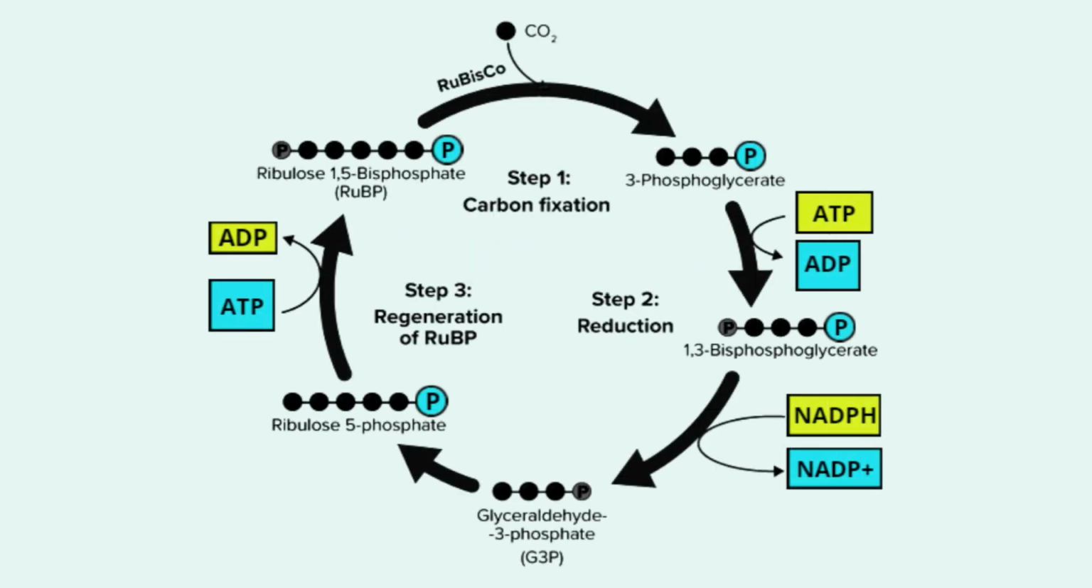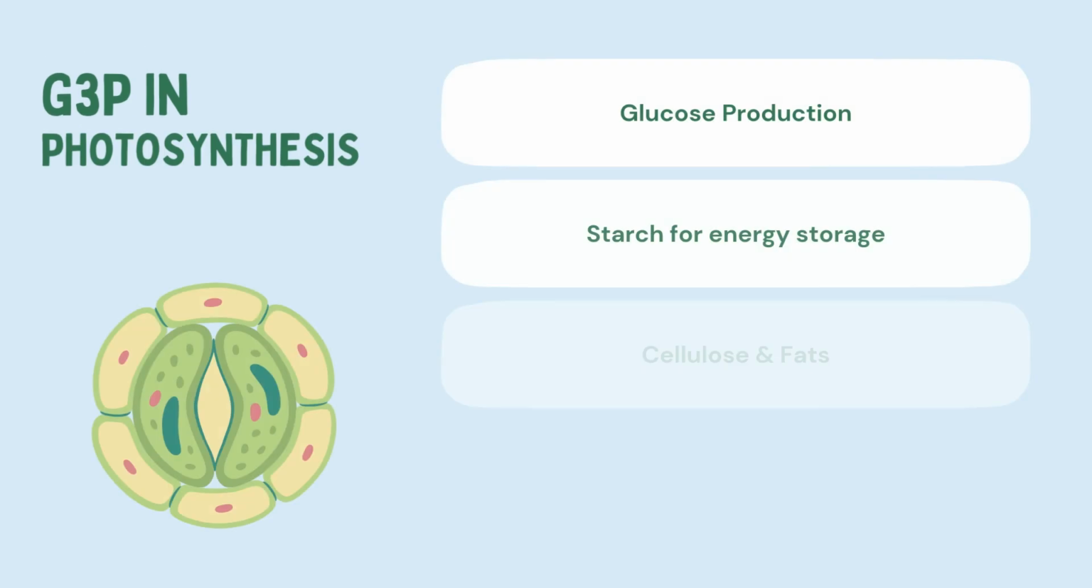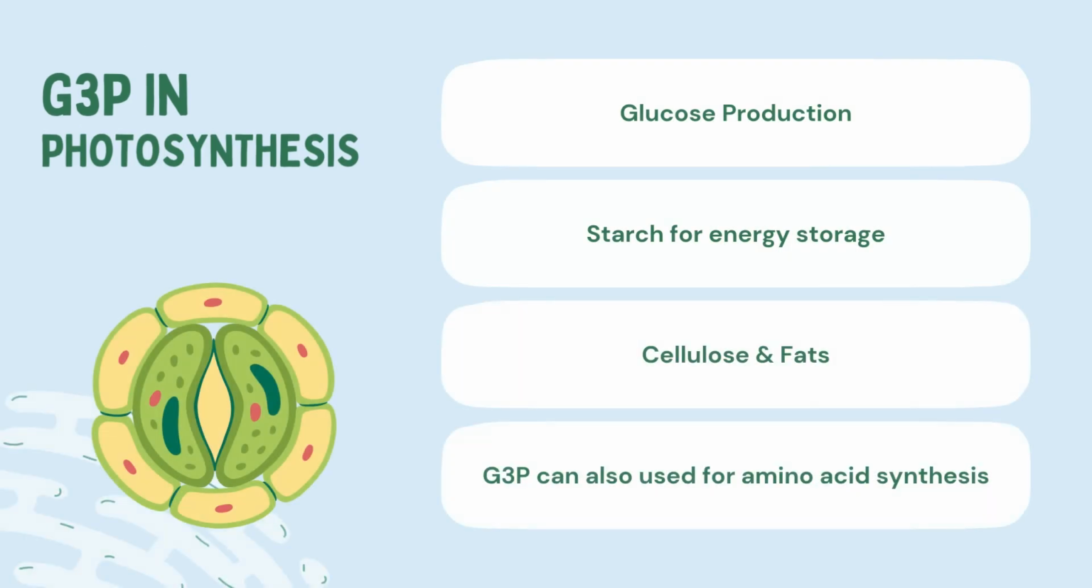Then phosphoglyceric acid is converted step by step into another 3-carbon compound called glyceraldehyde 3-phosphate. Now why is glyceraldehyde 3-phosphate so important in photosynthesis? Glyceraldehyde 3-phosphate is the first stable carbohydrate product. From it, plants can build glucose, starch, cellulose, fats, and even amino acids. Glyceraldehyde 3-phosphate is the raw material for all food molecules.